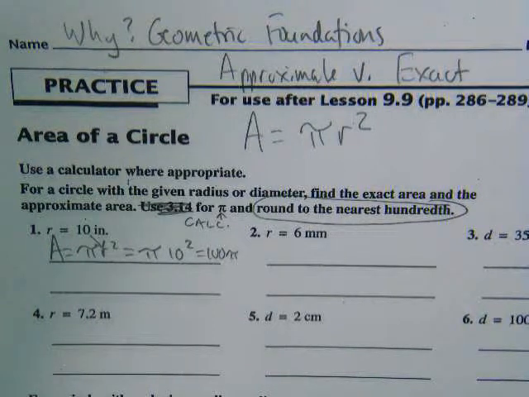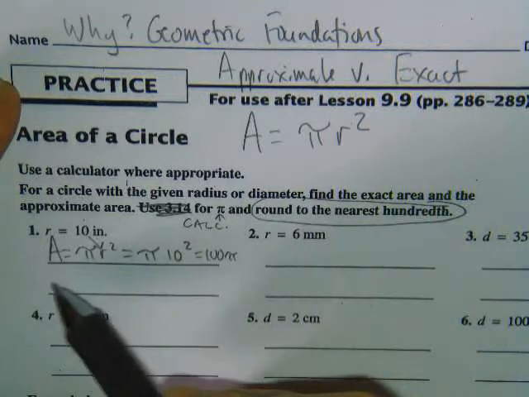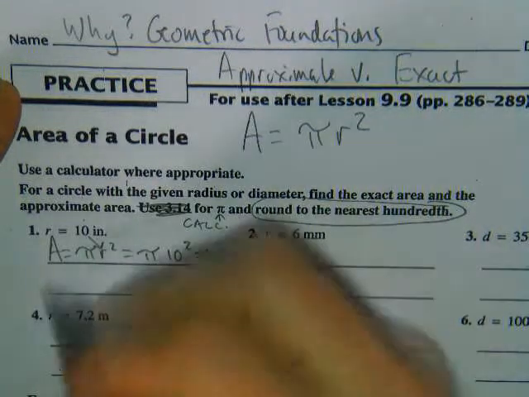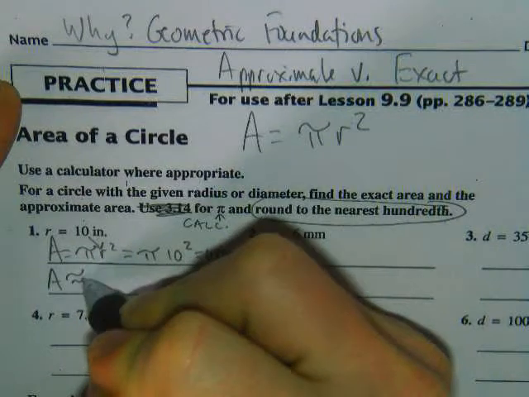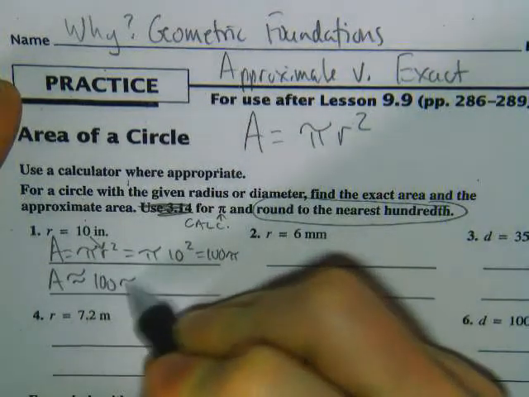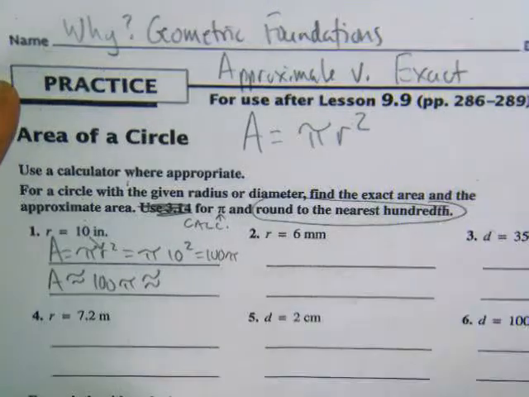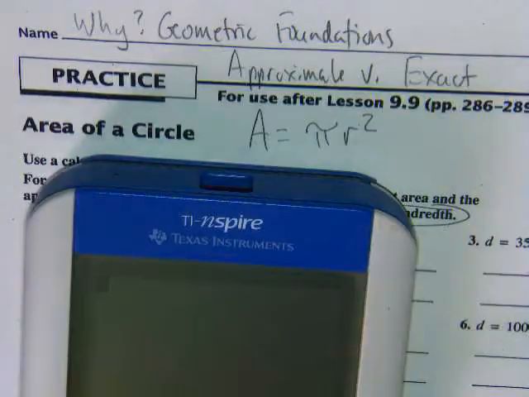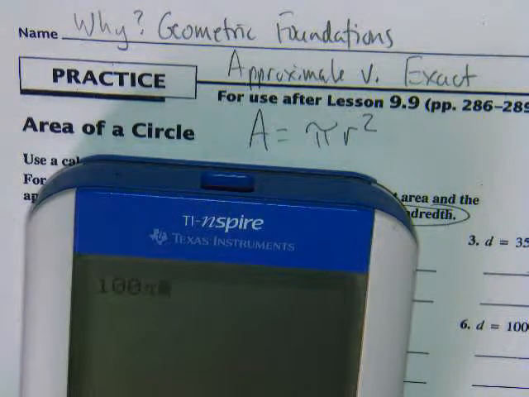The approximate answer is more work and less accurate. So why would we use it? Well, when things get really big or really small, sometimes it is okay to cut some pieces off. So let's find the approximate. Area is approximately 100 times pi, which is approximately 314.16.